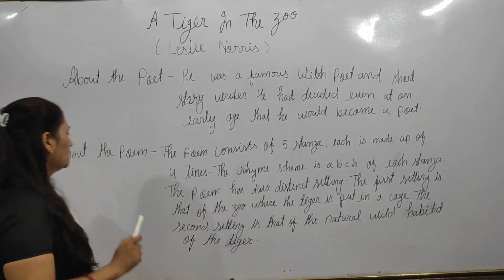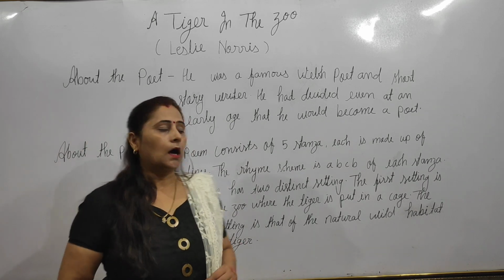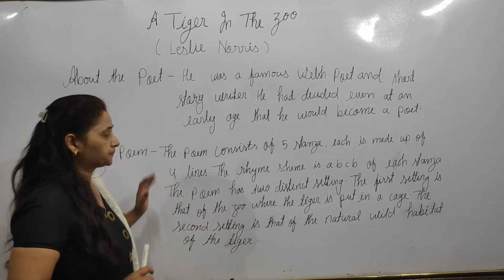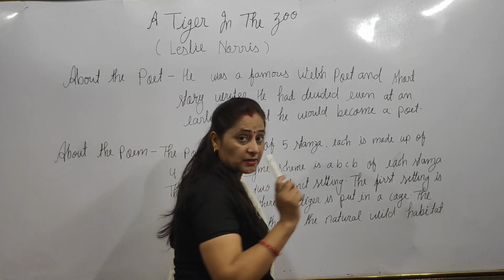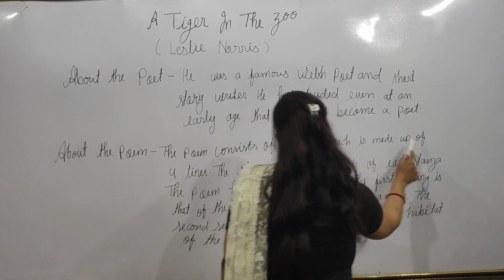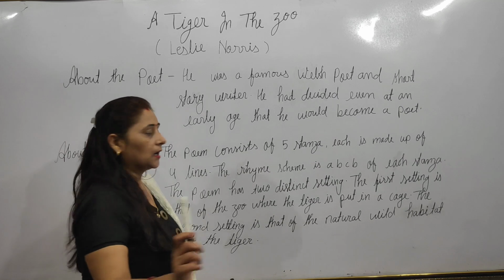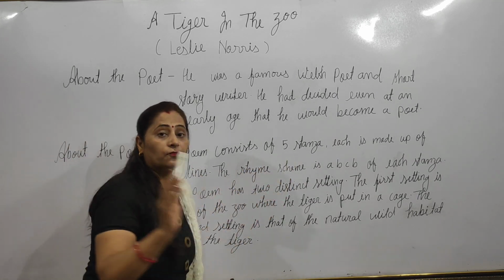Okay. So now about the poem. Now we will learn about the poem. A short introduction about the poem. The poem consists of 5 stanzas. Each is made up of 4 lines. Means each stanza has 4 lines and the poem consists of 5 stanzas.